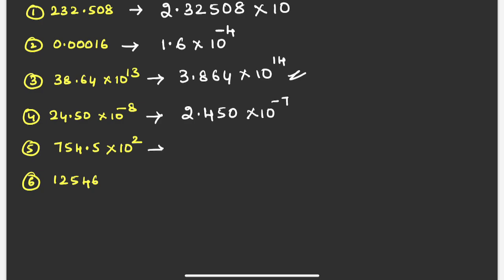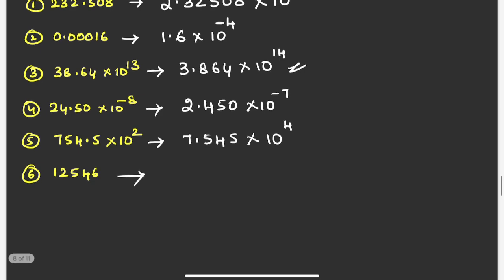Next question. Here shift this 1, 2. 2 places you have to shift. So 7.545 into 10 to the power of. Here 2 digits I have shifted, towards the left side. So plus 2. And here there is one more power plus 2. So 2 plus 2 will be plus 4, or you can write just 4.